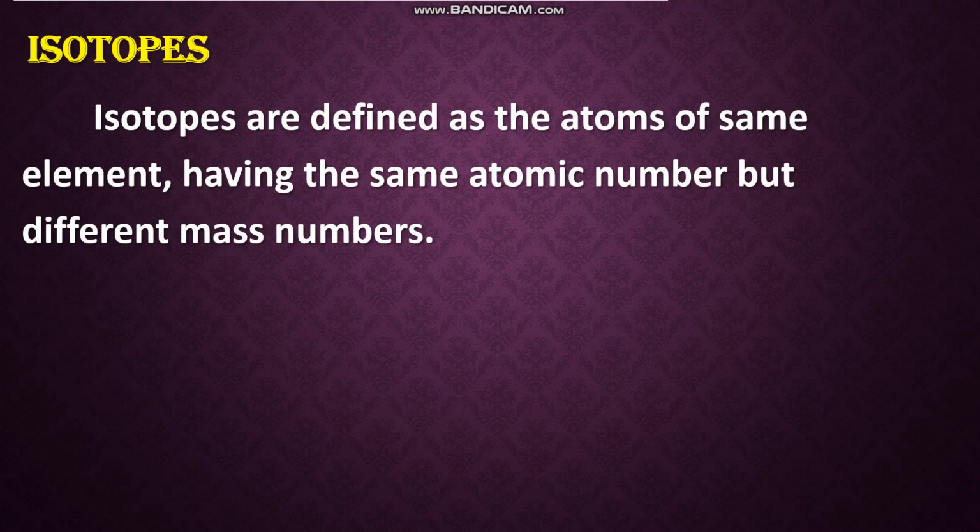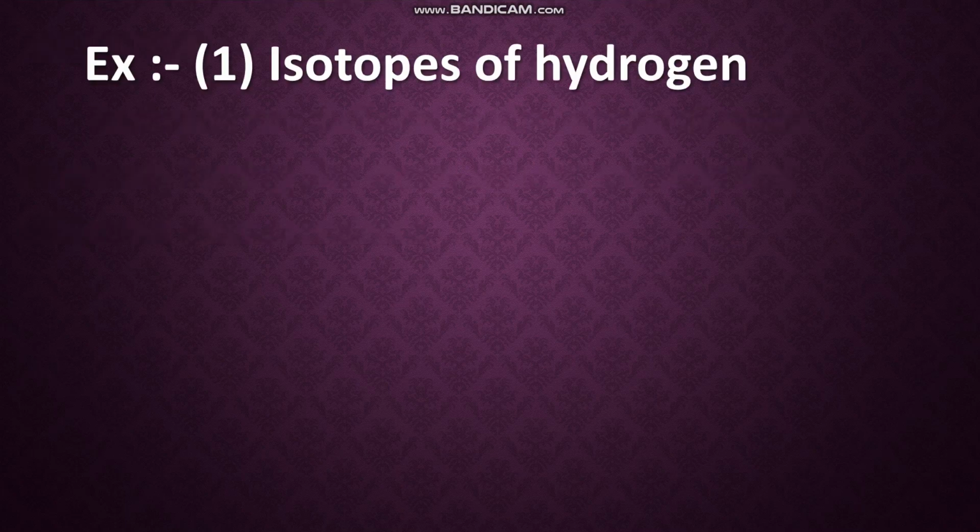Atoms of the same element, you know, all these atoms have the same atomic number, but the mass number can be different. So atoms of the same element have the same atomic number but different mass numbers. Atomic number is the same means proton number is the same. But mass number is different means which subatomic particle's number can be different? Neutrons. So atoms of the same element having the same atomic number but different mass numbers are called isotopes.